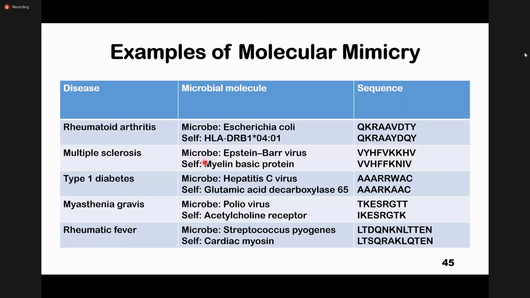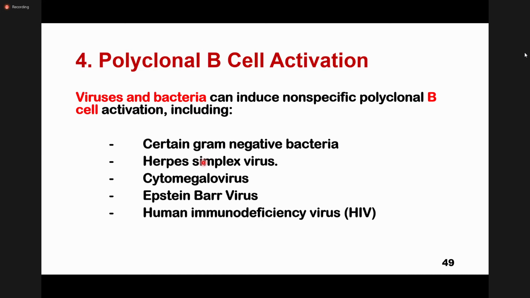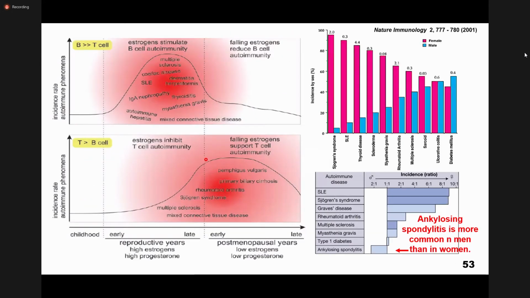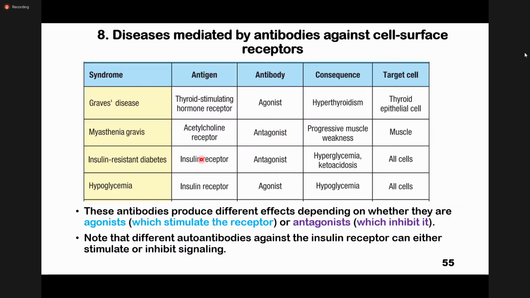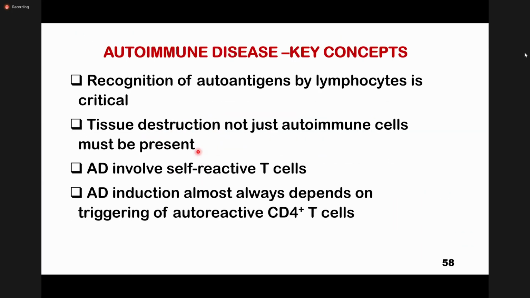Okay, so the other part of the topic, this is the most important part of the lectures, the one we just finished. So the other part, I just want to explain to you a bit of some of the disease here. So we know that in the autoimmune, the recognition of autoantigen by the lymphocytes, B or T cells, is important. So for tissue destruction, not just autoimmune cells, must be present, okay. Autoimmune disease, AD, involves self-reactive T cells, okay. Autoimmune induction almost always depends on triggering the autoreactive CD4 T cells, okay.